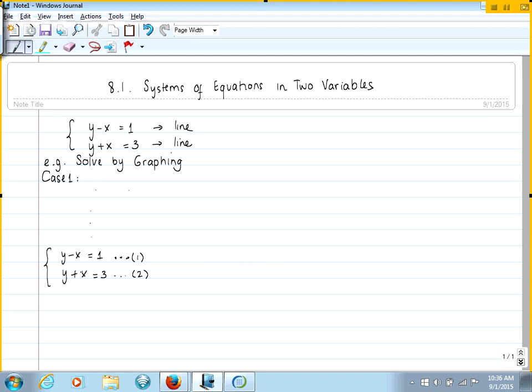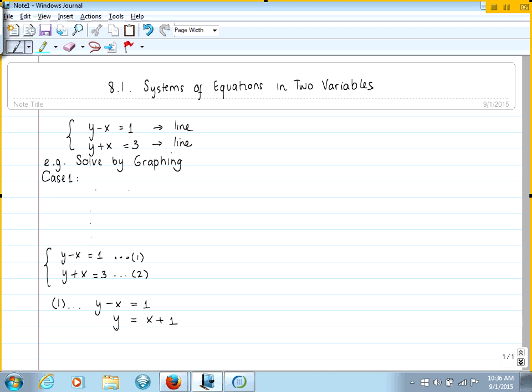So now, let's graph the first one. In general, we only graph in this section. Usually we don't graph because we have other methods, substitution and elimination, but we will graph it first so you know why it has a unique solution, etc. Now, how do I graph this? y minus x is equal to 1. Any idea? Solve for y by itself. So y is equal to x plus 1.